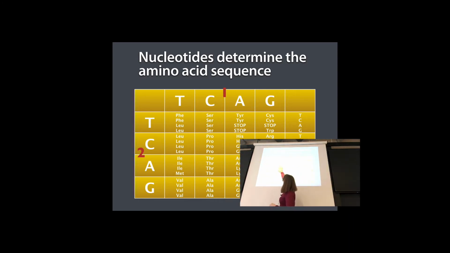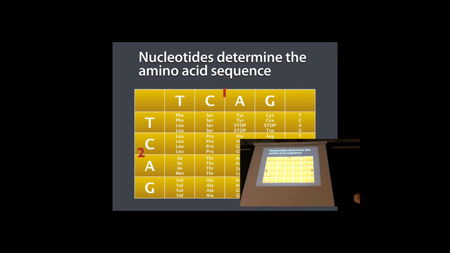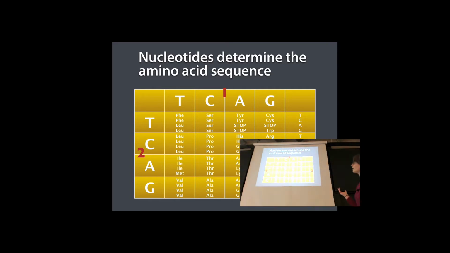TCT will encode a leucine, and so on and so forth. So obviously, you don't need to learn this. I guess some people know this. Most people don't. Like, I have no idea. But it's useful to just have in mind how these protein sequences are made.